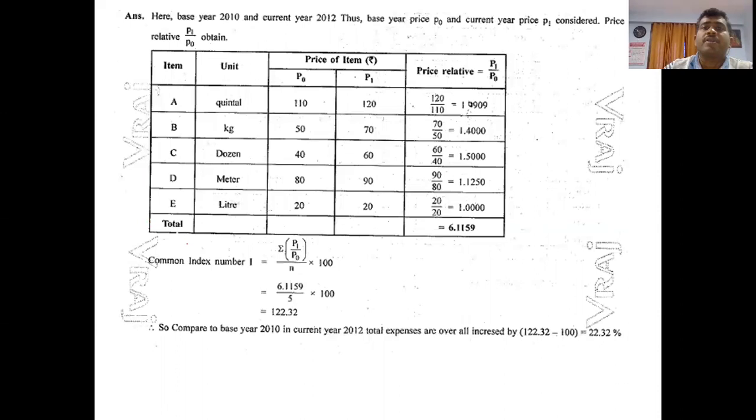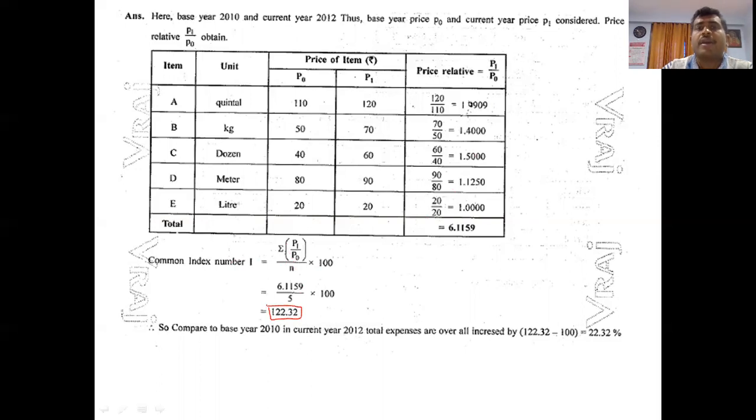Yes, that is the only formula: I is equal to P1 upon P0 into 100. Right? So now we are going for that one. You can see that I is equal to P1 upon P0 into 100. Or we can use the formula for the general index number, that is sigma P1 upon P0 upon N into 100. Better you use this one because more than one item is there. That's why. So what final answer do we get?